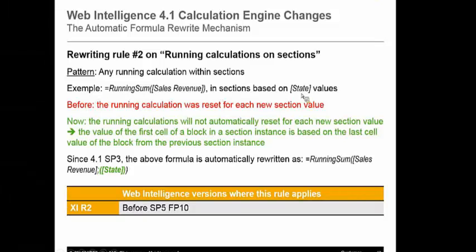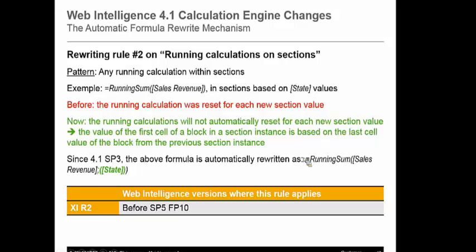So what would happen before is that the running sum, or the running calculation in general, would be reset for each new instance of the section. And there's no reason to do that, because in a Webi calculation engine, we have a parameter which tells when to reset the running calculation. So we've changed this behavior to make it consistent with the logic of the calculator, and now the running calculation won't be reset at each new section value.